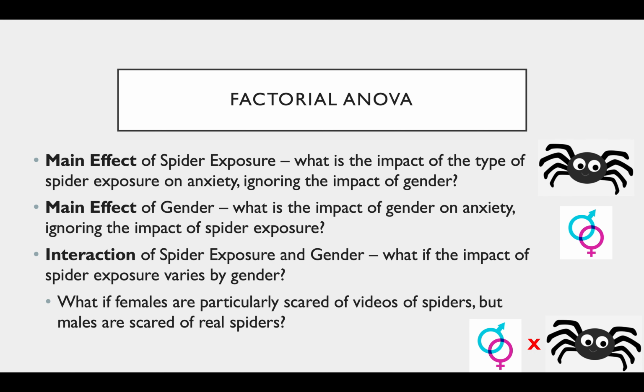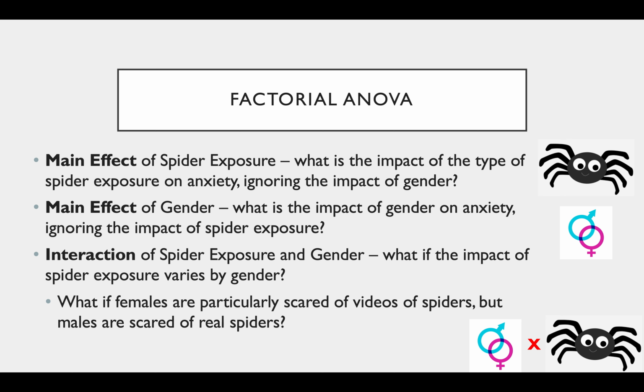And then finally, you have what's called an interaction. And this is where factorial ANOVAs get both more complicated, but also more interesting. So an interaction is saying, what if the impact of this spider exposure varies by or depends on gender? So we might predict, for example, that women are going to be scared of the videos of spiders more so than men, but men are going to be more scared of the real spiders compared to women.